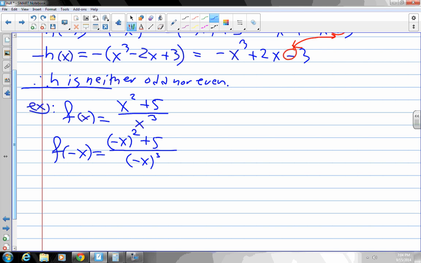So what's going to happen with the negative in the numerator? Goes away because you're squaring it, so that's just x squared plus 5. What is going to happen with the negative in the denominator? Stays. So that's your entire denominator has a negative in front. Is this the same as the original function? No. Is this the same as a negative of the original function?